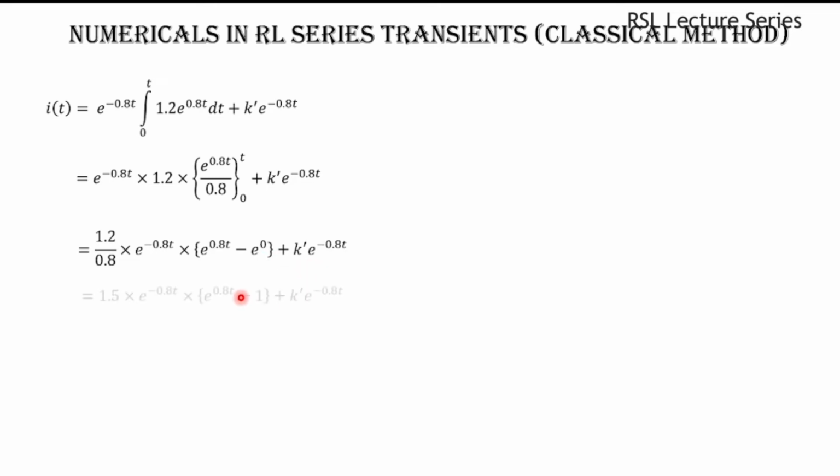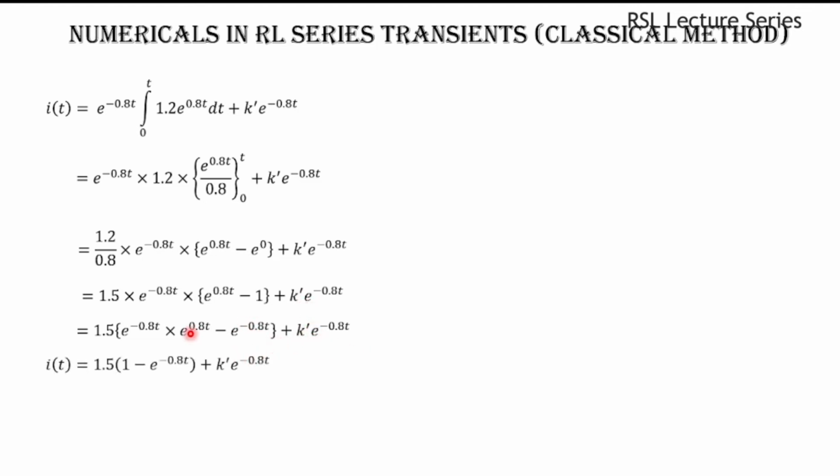Okay, so now here e power 0 is 1. We can substitute 1 here, and then simplifying this we will get 1.5. So the remaining equation is 1.5 into e power minus 0.8t into e power plus 0.8t minus 1, plus k dash into e power minus 0.8t. Okay, so now we can multiply this e power minus 0.8t inside. So 1.5 into e power minus 0.8t into e power plus 0.8t, minus e power minus 0.8t into 1. Plus this term will remain as such.